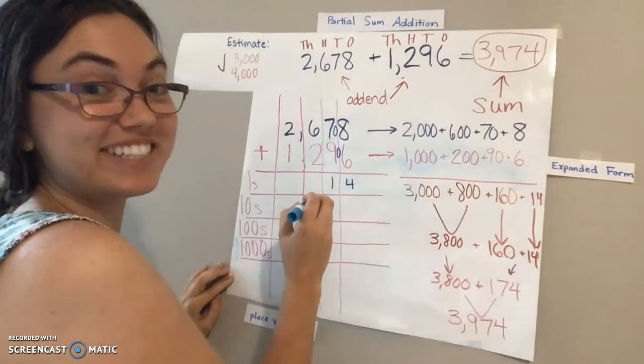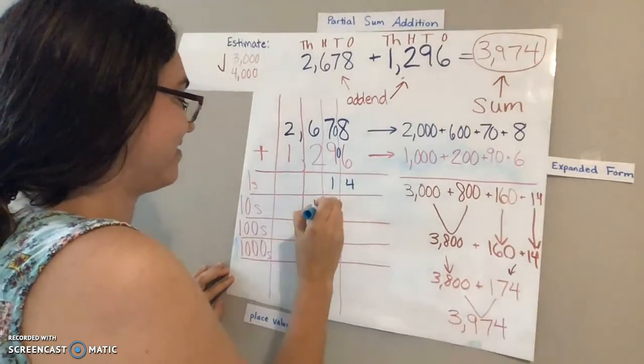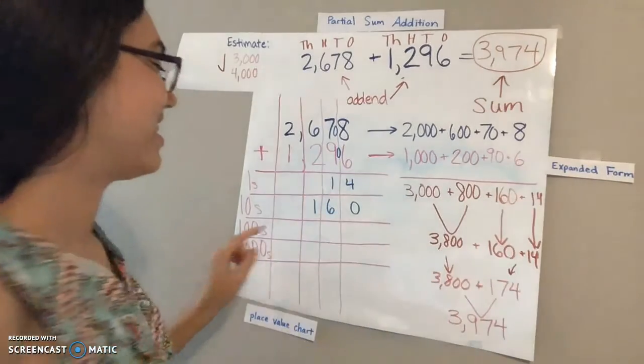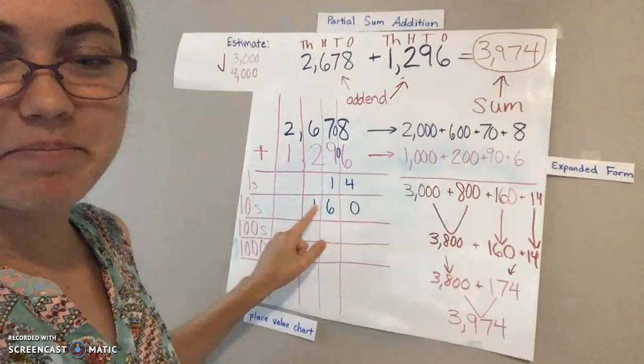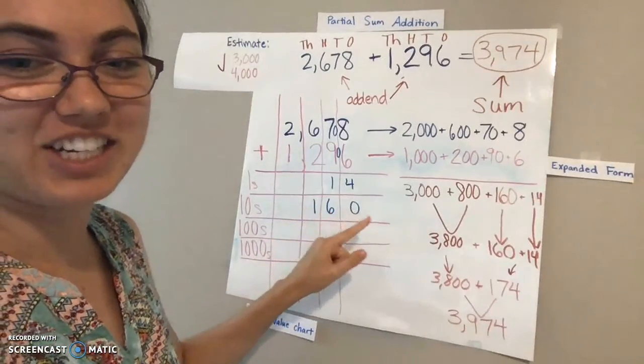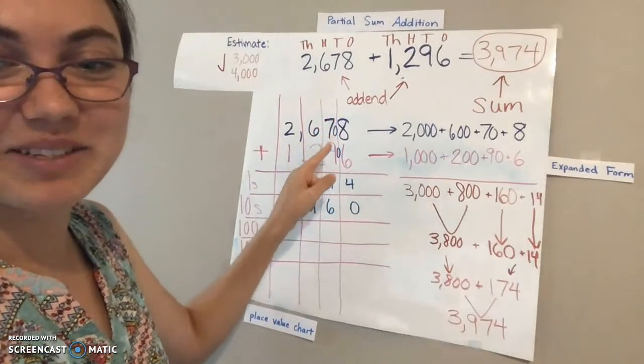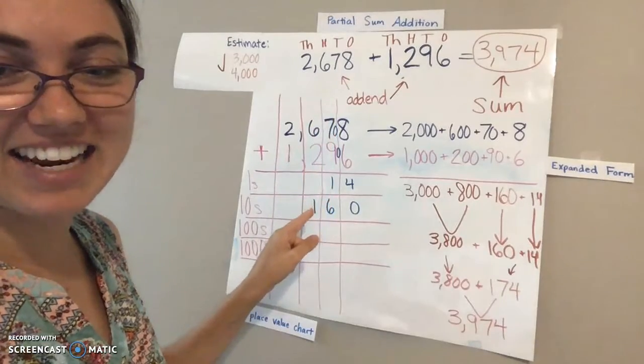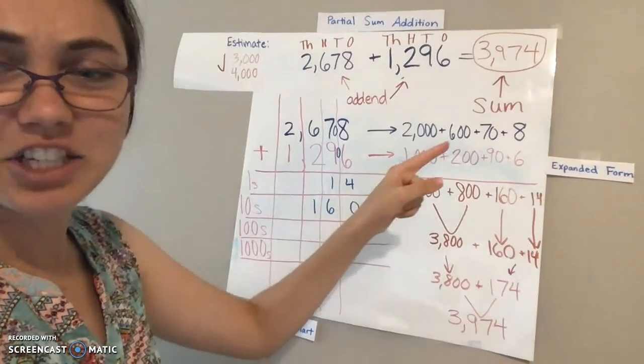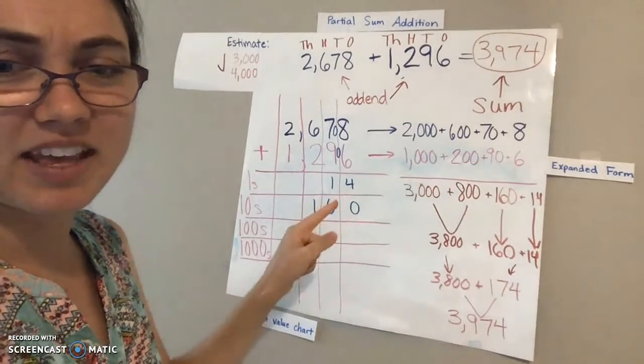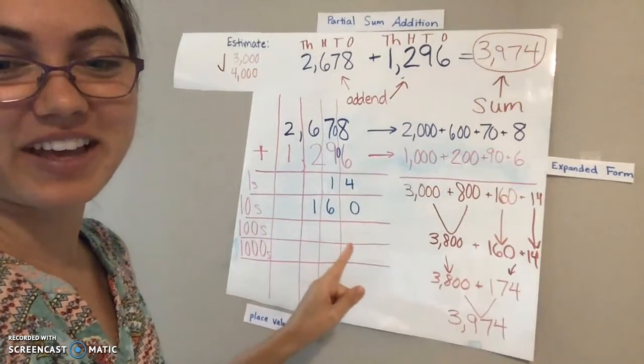It's 160. Notice how I put one number in each square, one digit in each square. So great, that was my tens. My tens added up to be 160, just like they did in the partial sums.